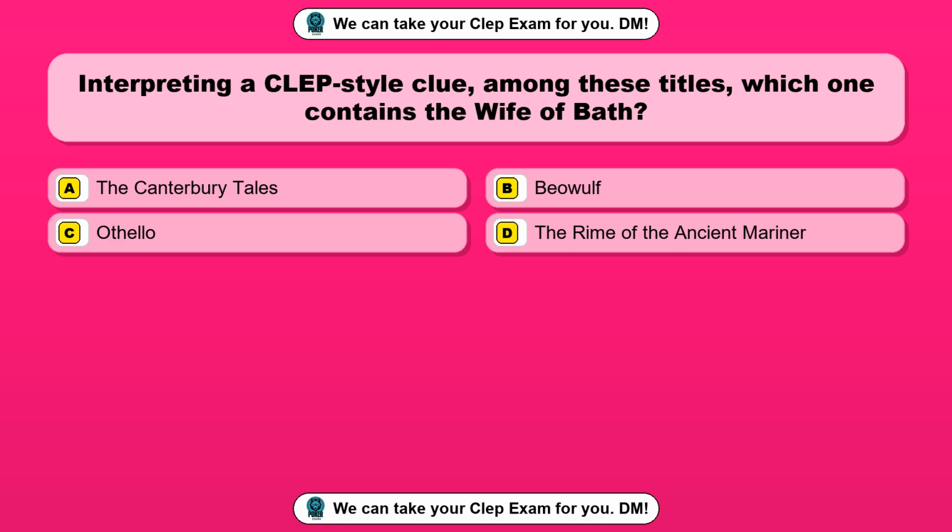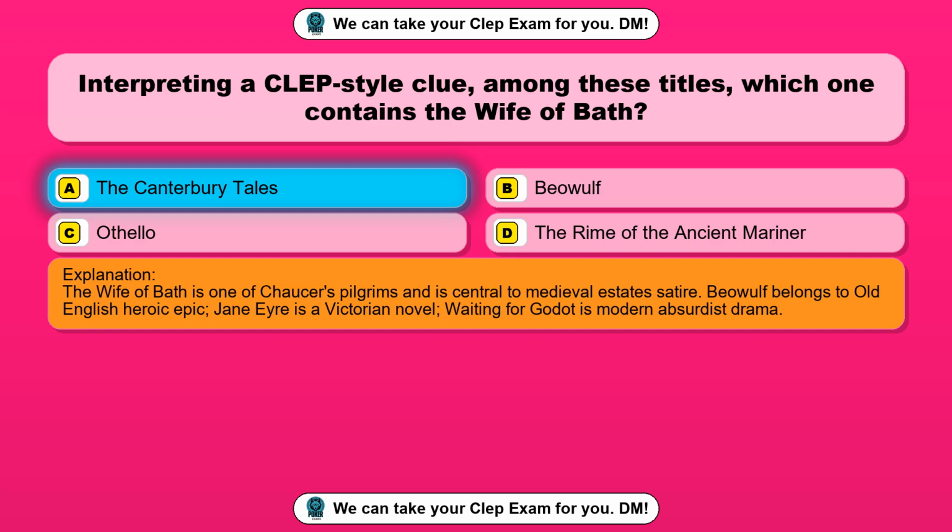Question 12. Interpreting a CLEP-style clue. Among these titles, which one contains the Wife of Bath? Option A. The Canterbury Tales. Option B. Beowulf. Option C. Othello. Option D. The Rime of the Ancient Mariner. The correct answer is option A. The Canterbury Tales. The Wife of Bath is one of Chaucer's pilgrims and is central to medieval estate satire.